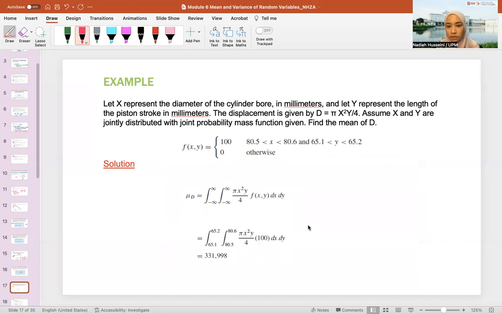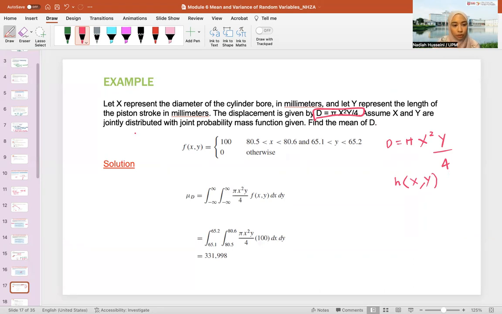Let's now read the question. The displacement is given by d. This is our function, so d is pi x squared y over 4. Our function here is a function of two random variables. We can say it is h(x,y), which is what we were talking about earlier.